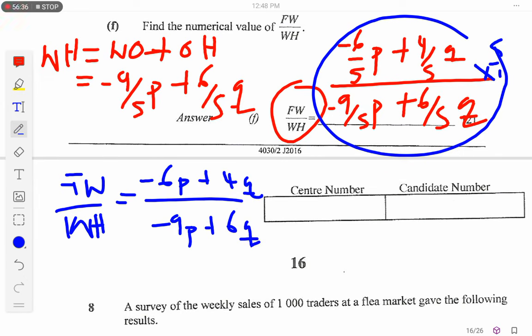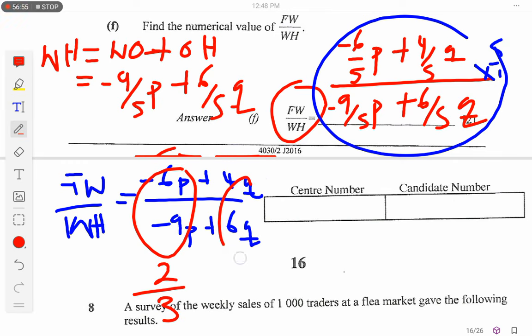And for taking each of the scalars there, if I take the scalars of p, you find out 6 over 9 will give me a ratio of 2 to 3. If I take the q's there, 4 over 6 will give me 2 to 3 there.